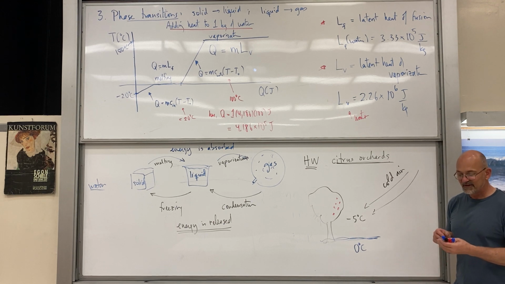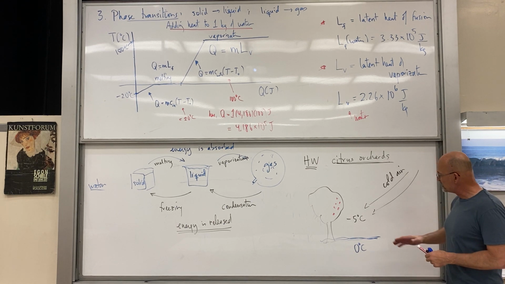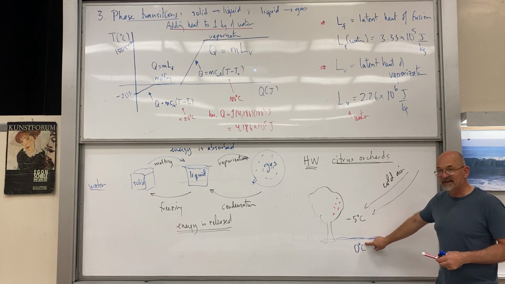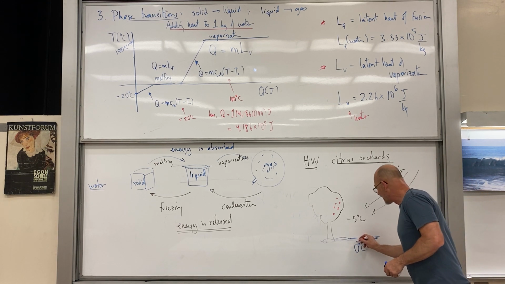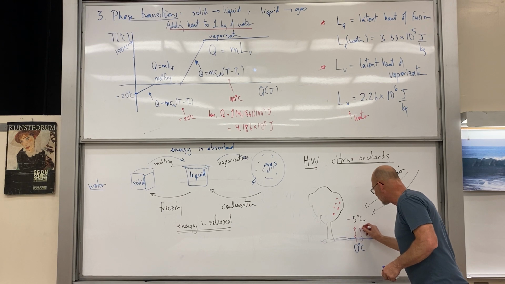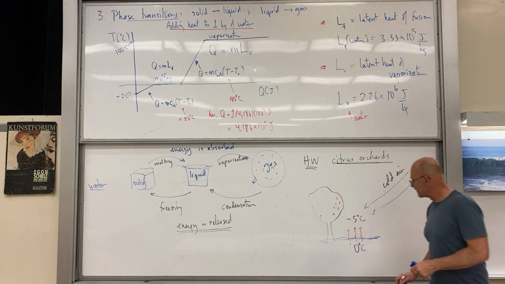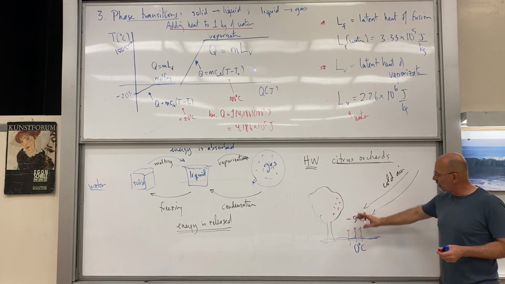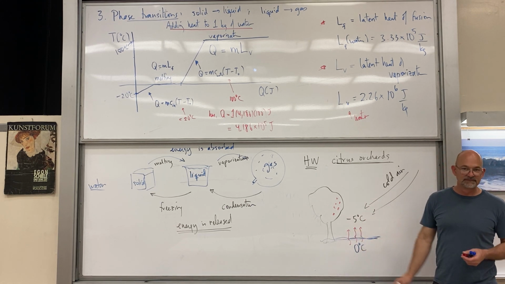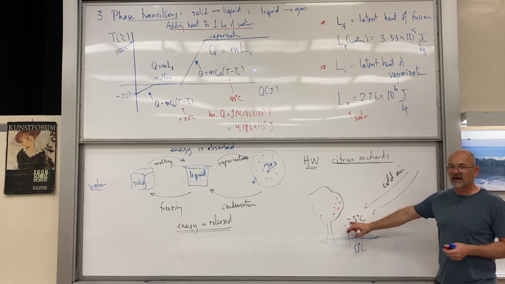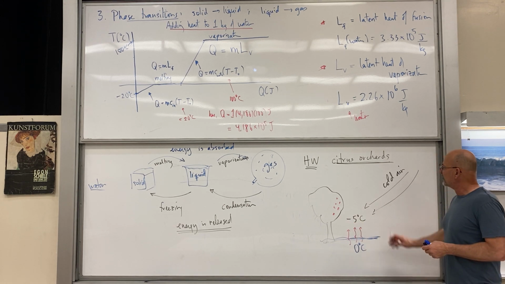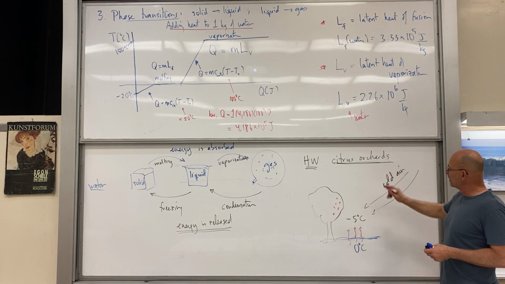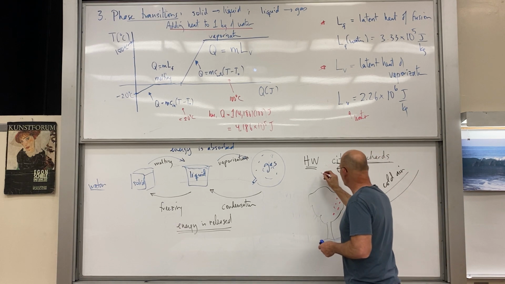Well, which way does energy flow? The energy goes from the higher to the lower temperature, and 0 degrees is the higher temperature. So the energy will be released from the water, and there's quite a bit of it, and it will warm up the air. The idea is maybe it warms it up to -1. Okay. -1 is better than -5, right? So this is what's done in the citrus orchards. Freezing water releases heat.